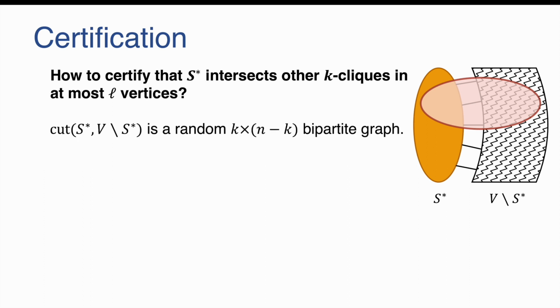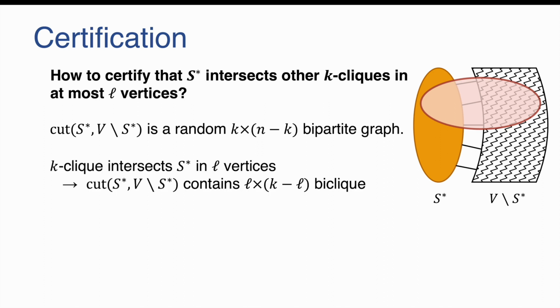So let's observe a few things. First of all, the cut between S star and V minus S star gives a random k by n minus k bipartite graph. So here I'm ignoring the connections within S star and within V minus S star, and I'm just looking at edges going between them, and then this is a random bipartite graph because all these edges are random. Then, if you have a k clique that intersects S star in L vertices, this means that the cut contains an L by k minus L biclique.